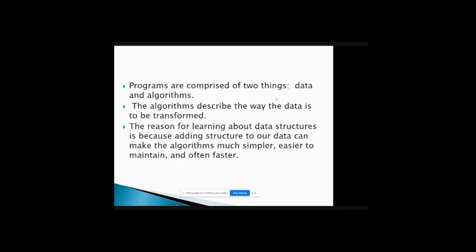One is we need to choose an appropriate data structure, and the second one is the algorithm which is going to transform this data. So that's the reason computer science is all about data and algorithms.